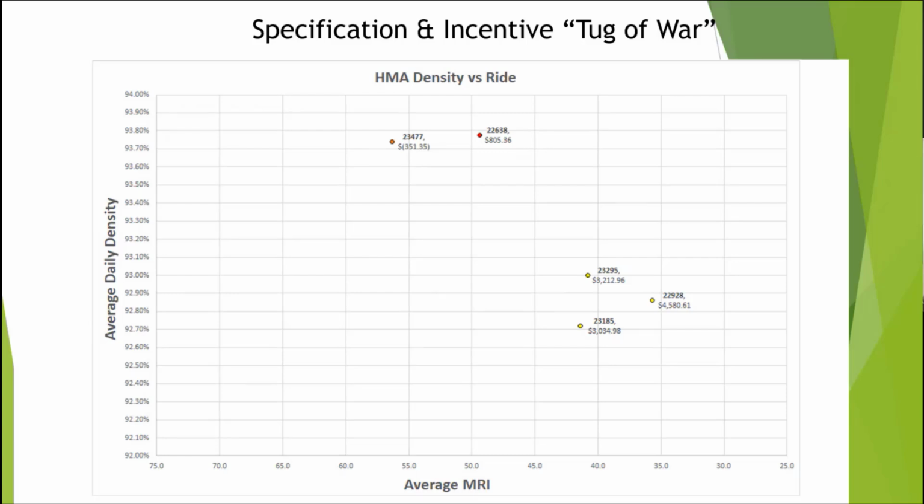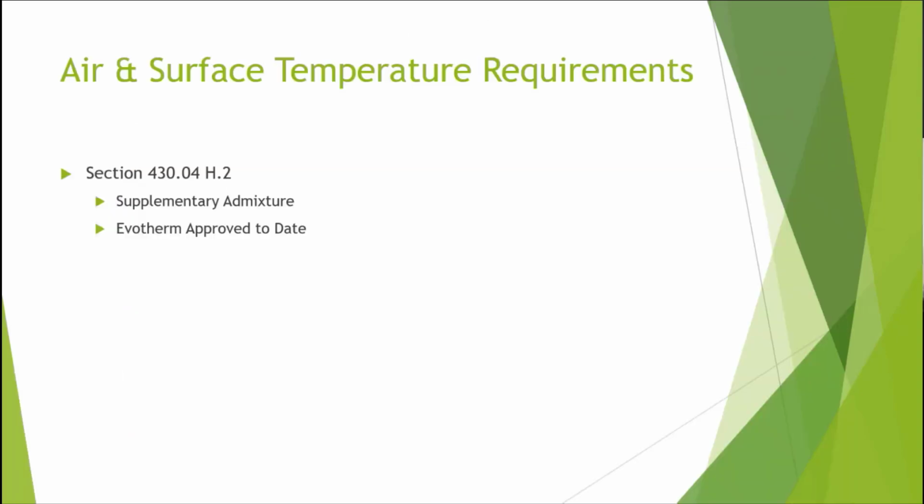Is it a mill and fill? Do I have weak points in the substrate? All those things come into play, but ideally you want all 5 of these points to be together, maximizing the incentive on both ride and density. So some quick updates, or not updates, but just remember the admixtures, and you'll see more of this. Evotherm is approved to date as a paving admixture, and it's been used a lot in North Dakota.